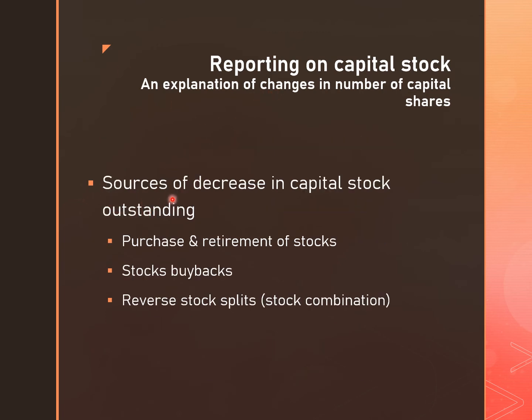Next adalah the sources of decrease in capital stock. Macam mana pengurangan capital stock boleh berlaku? First one adalah bila you purchase ataupun retire some stock, you beli balik. Ataupun you beli dan you retire kan, you hapuskan stok tersebut. So you punya capital stock akan kurang lah dekat ni yang outstanding. Next ada the stock buybacks and also the reverse stock split. Reverse stock split ni daripada dua share dia gabungkan. So it's a stock combination, akan mengecilkan lagi you punya number of capital shares.